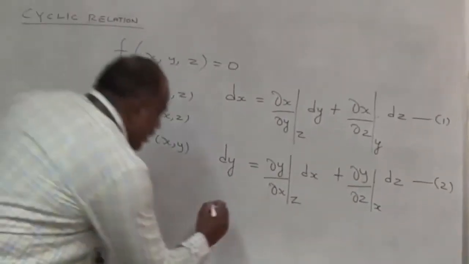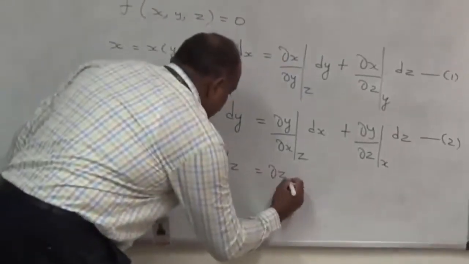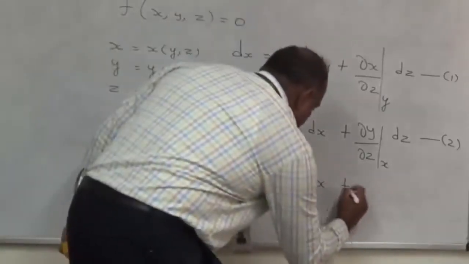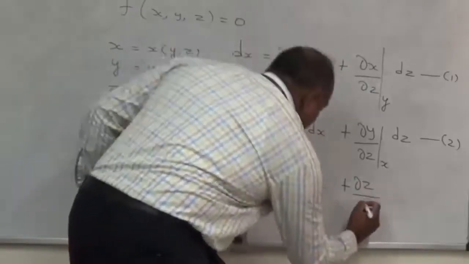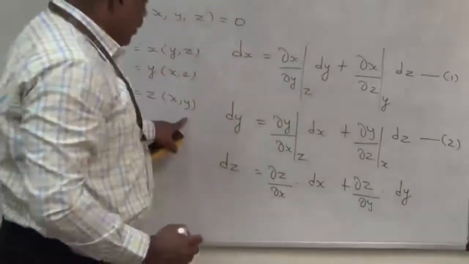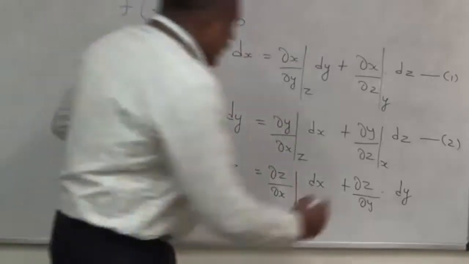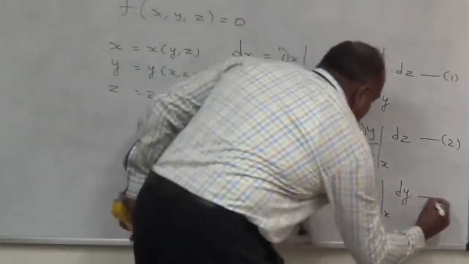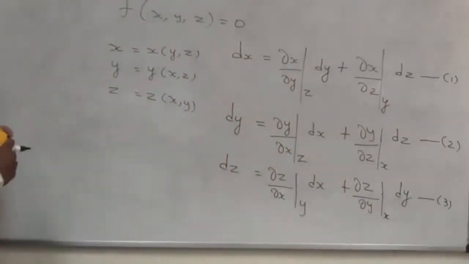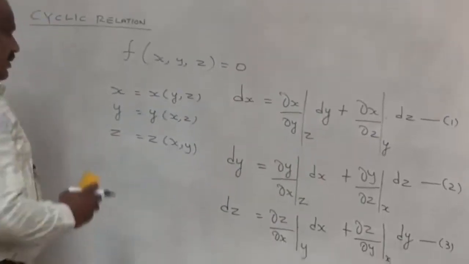Similarly, we can write for dz also. dz equals dou z by dou x into dx plus dou z by dou y into dy. So when I differentiate z with respect to x, y should remain constant. Similarly, when I differentiate z with respect to y, x should remain constant. Let us name this equation 3. So I hope you can understand how we derive dx, dy, and dz.